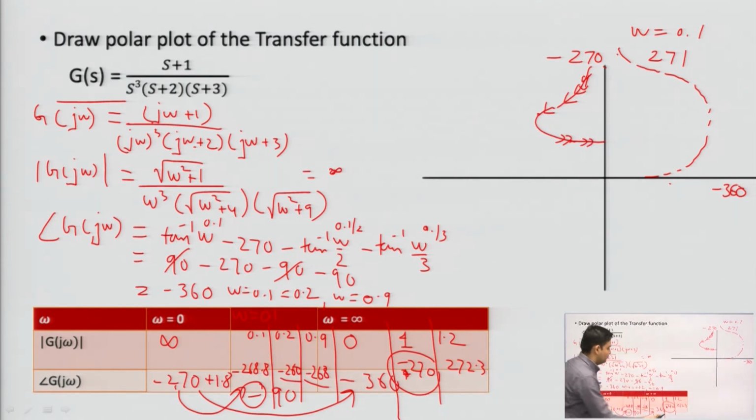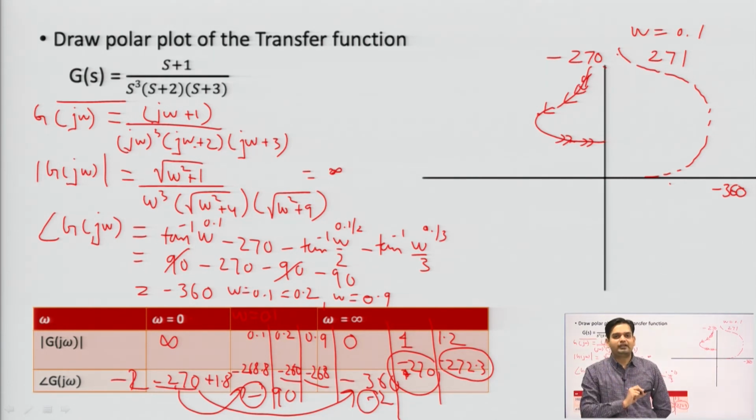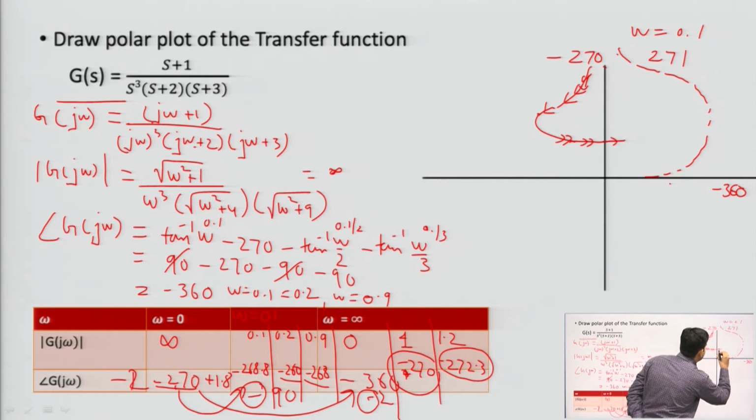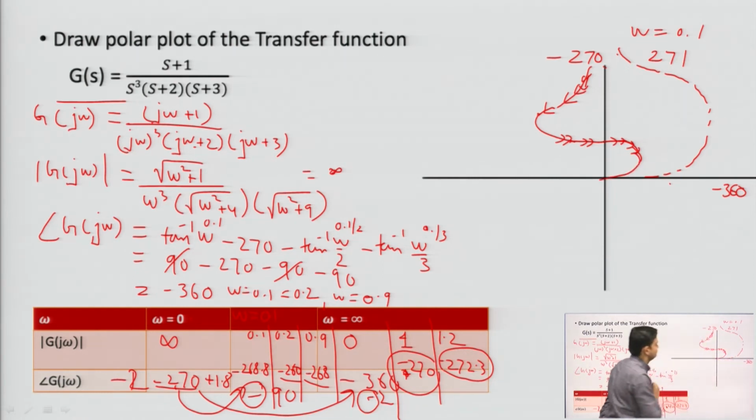So, from where we started, we are going again. Now, after omega equal to 1.2, what is happening? My phase is 272.3. It means I am standing at minus 270, I have to go to minus 272.3. It means I need to add something like minus 2. With the minus sign, it means we need to move in clockwise direction instead of anti-clockwise. So, we have to move in clockwise direction, and as I keep increasing the value of omega, it will terminate at 0. So, this will be the polar plot for this case.